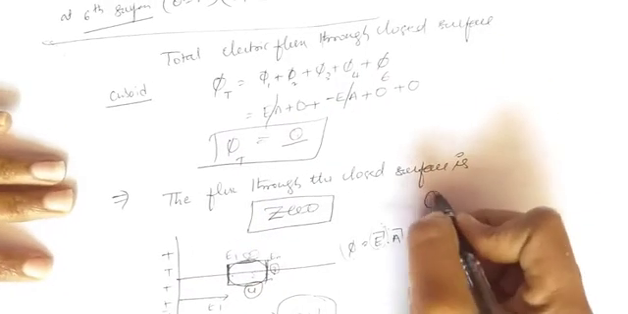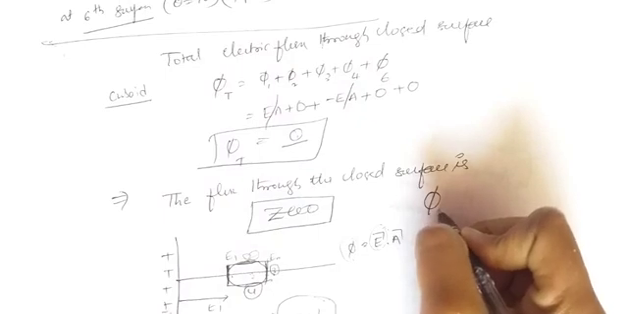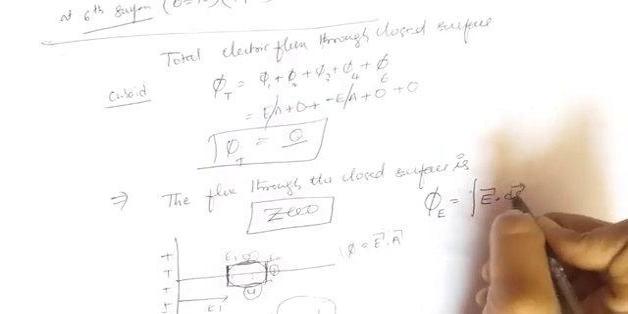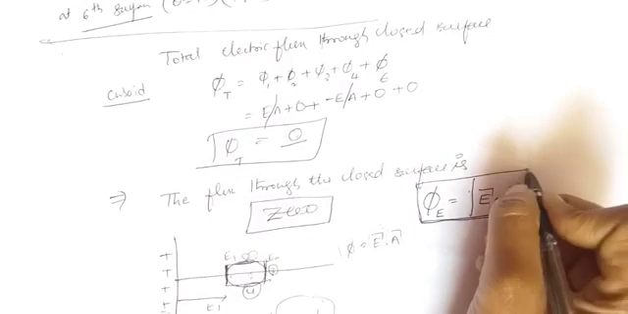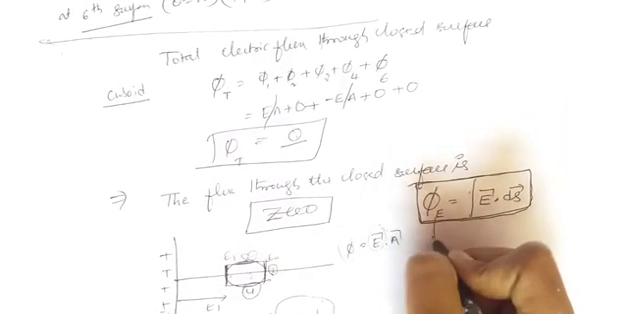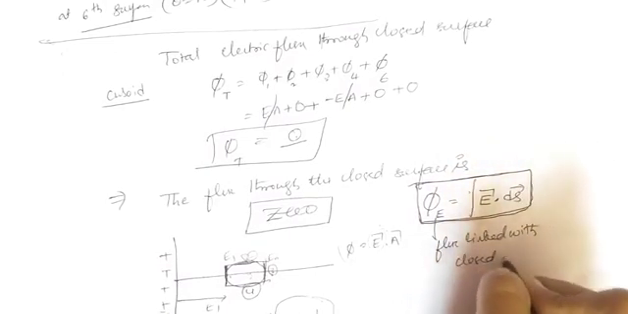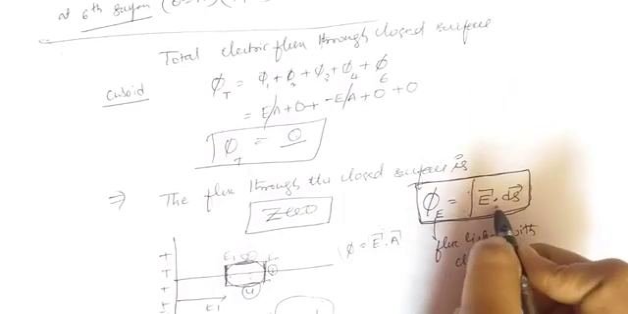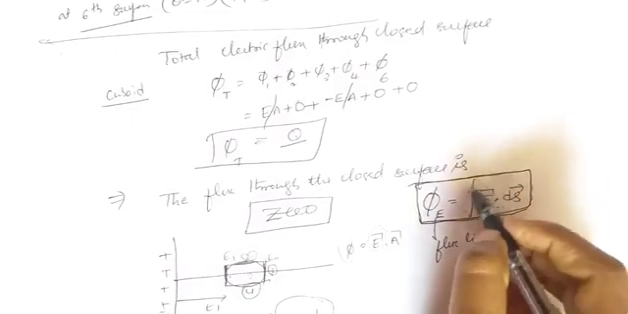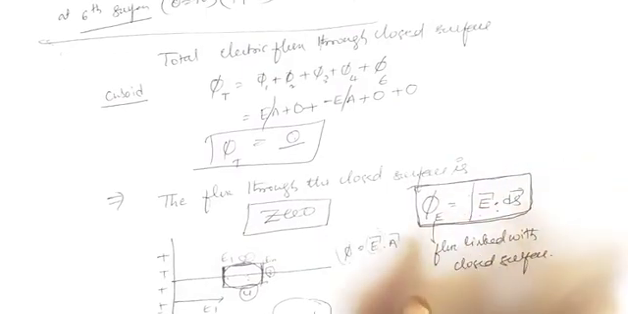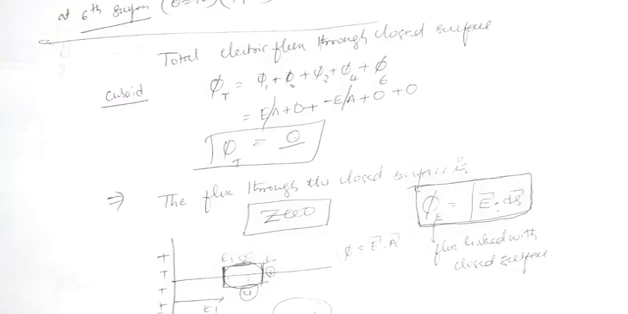So that's why here, for the total flux, we always have to take the integration of E bar dot ds bar. We have to take it like this. So this is the flux linked with a closed surface. It may not be zero, it may be zero. That depends on the electric field intensity through that surface. So it is for particular surfaces only that the total flux through the closed surface is zero. So this is about the electric flux.